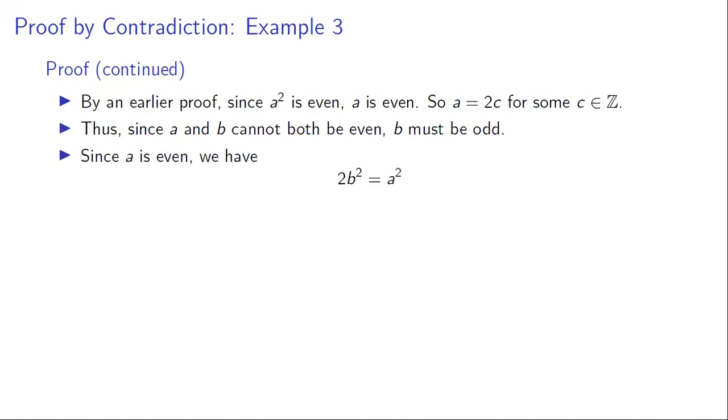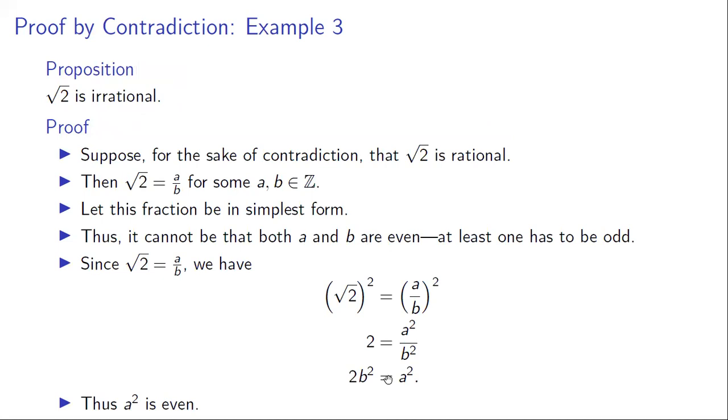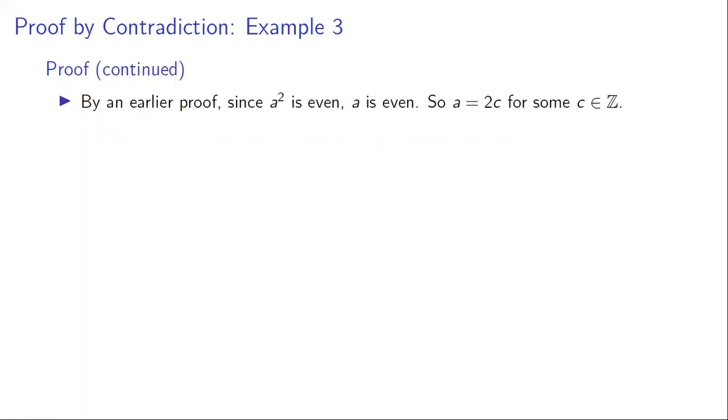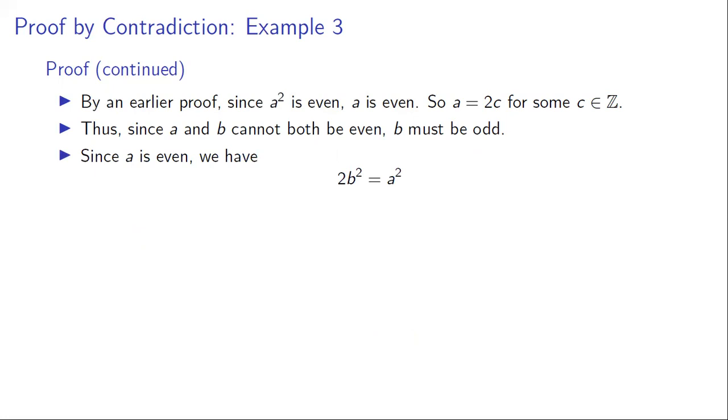Since a is even, we're reusing what we had before: 2b squared is equal to a squared. But now we know that a is equal to 2 times c, so we write 2b squared equals 2c squared. Well, that is 2b squared equals 4c squared. We can divide both sides by 2, so b squared is equal to 2 times c squared.